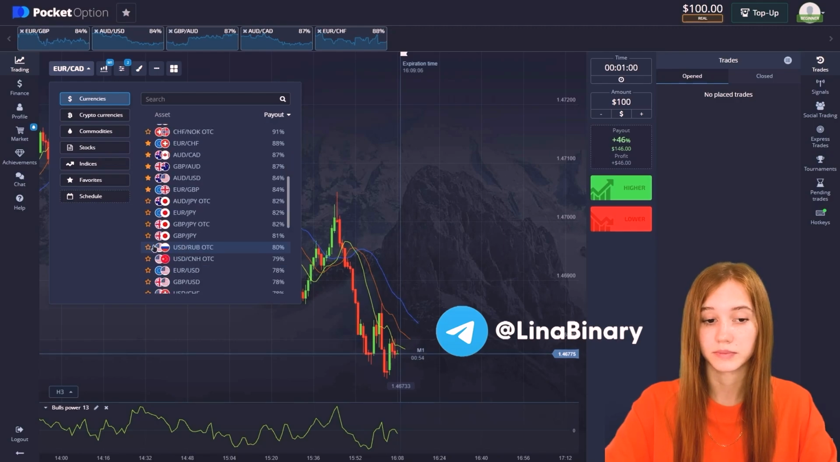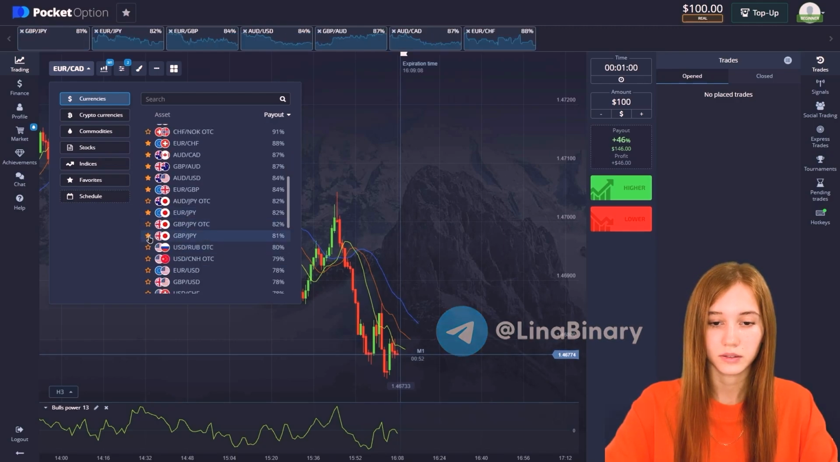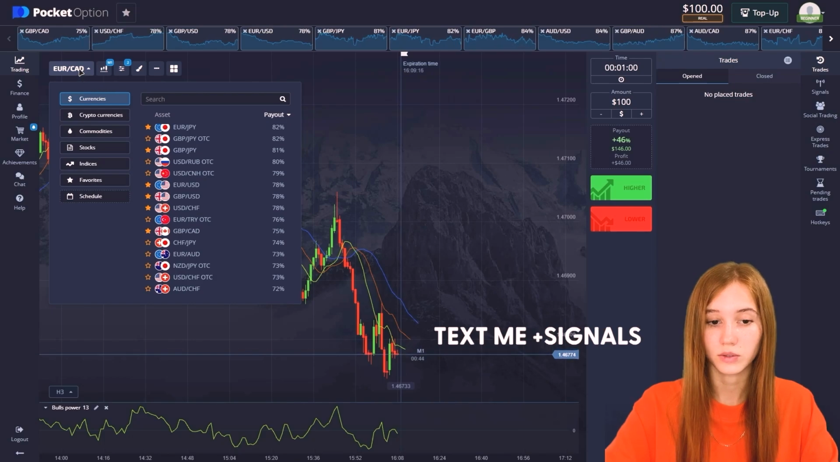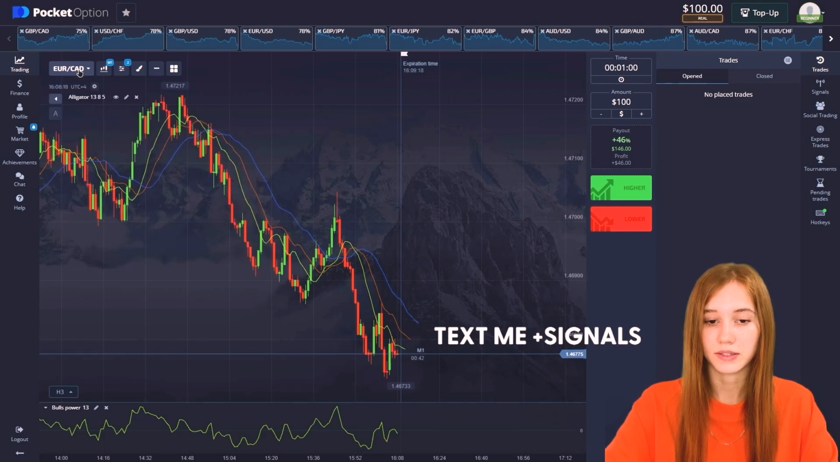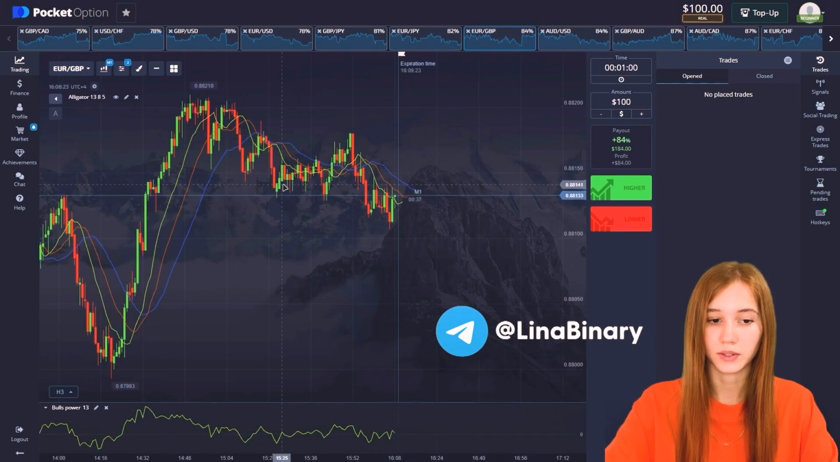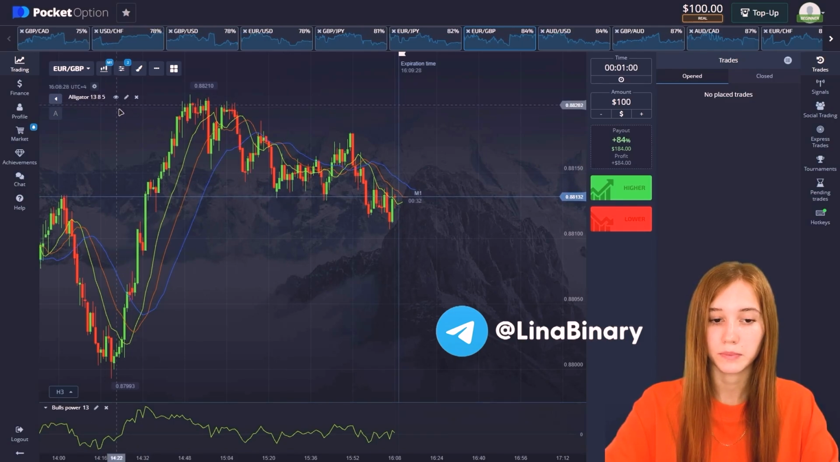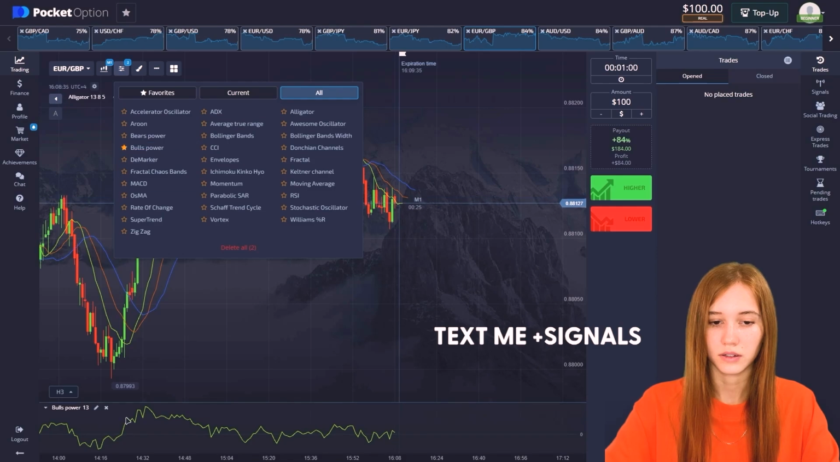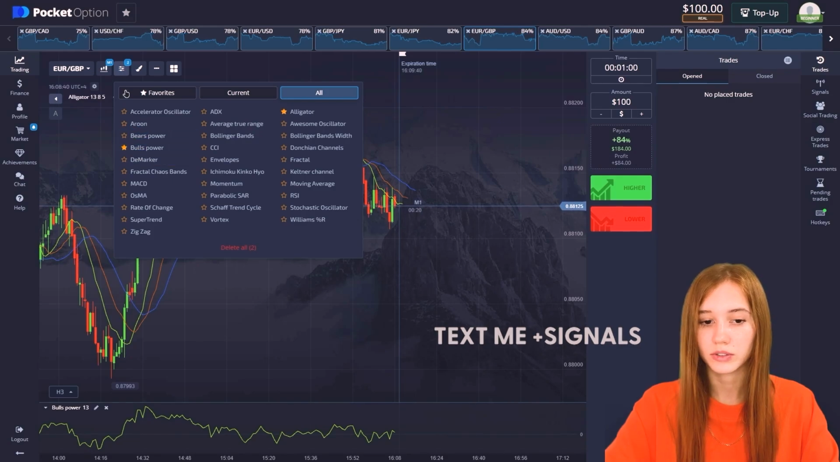I think it will... no, one more. I think it's enough. Yeah, this should be enough. Let's continue with the settings. Today we will use two indicators, pulse power and alligator. Here you can find these indicators and turn them on. We trade on Pocket Option.